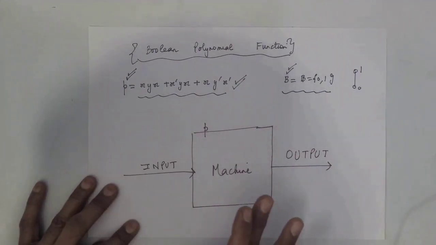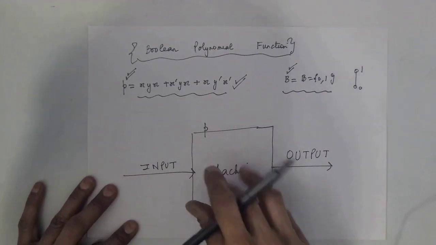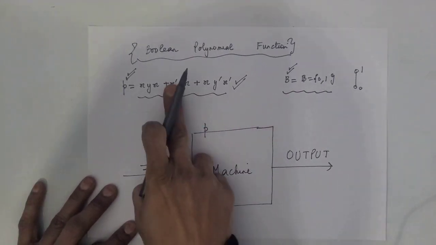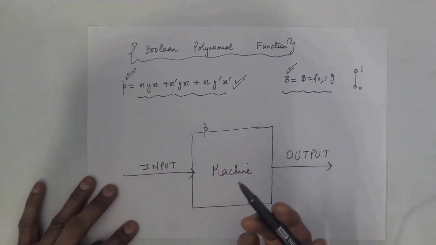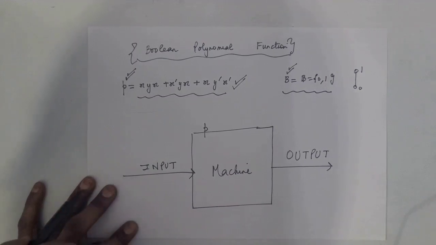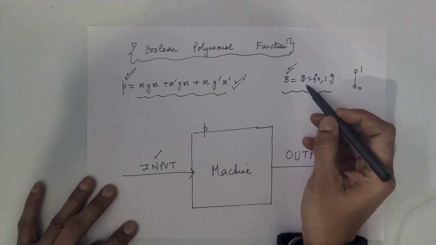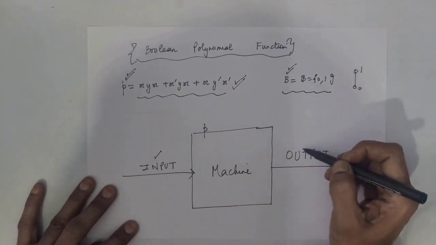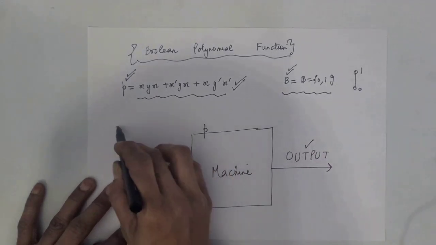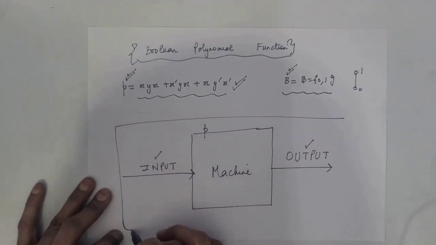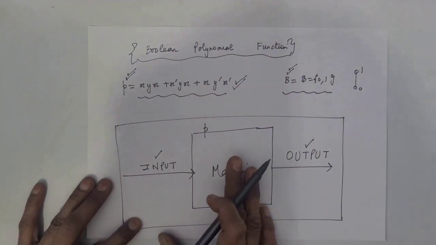So you just have to imagine your Boolean polynomial function to be something like this, which consists of a processing machine, where the working of this processing machine depends upon what Boolean polynomial p you have taken. Then again, this machine has to be given some input, and this machine will give out some output. This input would depend upon what Boolean algebra B you have taken, and this output will also depend upon what Boolean algebra B you have taken. So this whole system or this whole structure would actually represent a Boolean polynomial function.